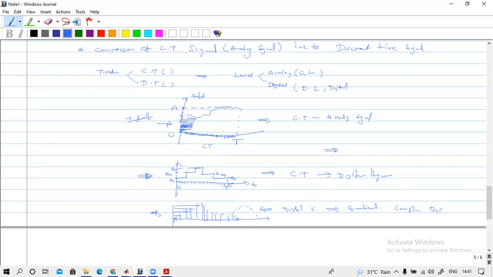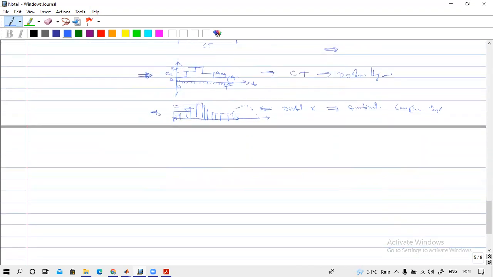But normally it is not considered like that. Every discrete signal is not considered a digital signal, but on one side we can see it as a digital signal.